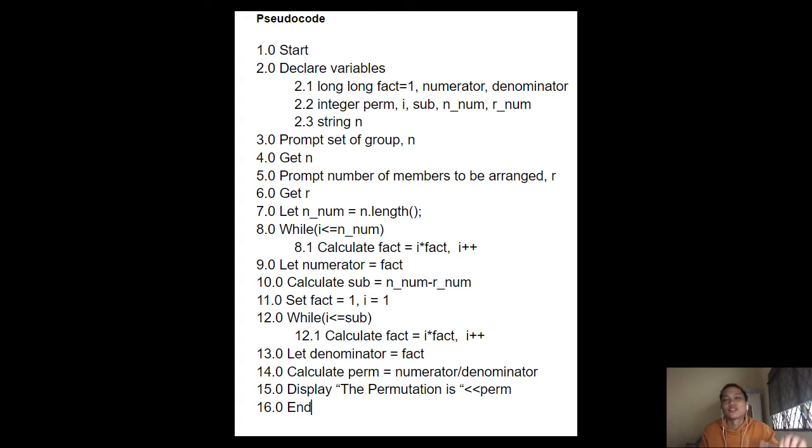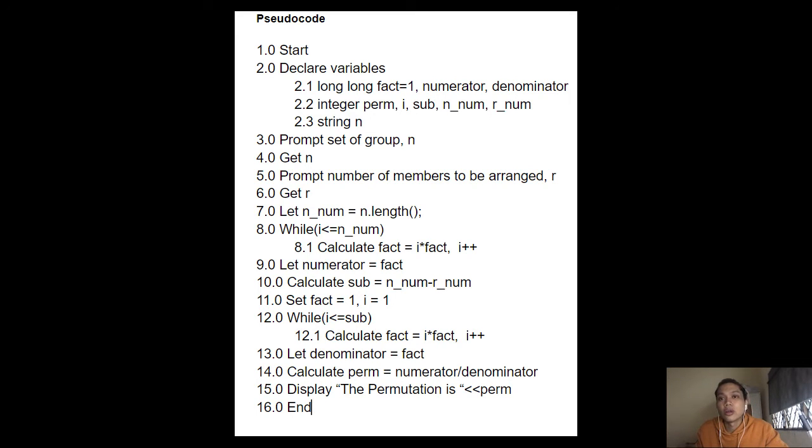For question 1, the way that we design the algorithm is by pseudocode. First off, we continue by declaring the variables of long, integer, and string. Next, we ask from the user the set of group, which we name as n. After getting the set of group, we ask from them the number of members to be arranged, which is r.